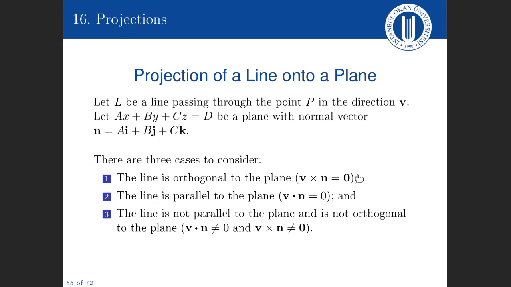How do we know if a line is orthogonal to the plane? Because the cross product between V and N will be the zero vector. How do we know if the line is parallel to the plane? The line is parallel to the plane when V dot N is the number zero. And case three, when is the line not parallel to the plane and not orthogonal to the plane? When these two terms are not zero: V dot N is not the number zero, and V cross N is not the zero vector.